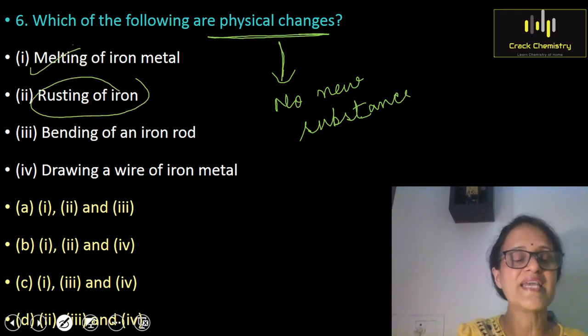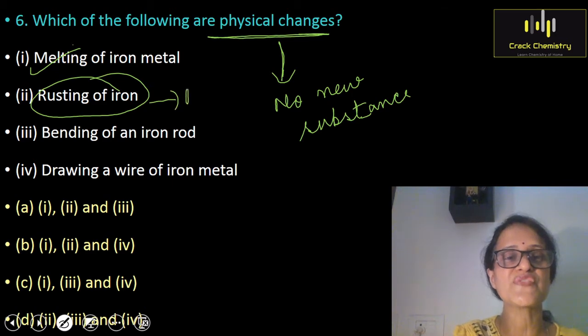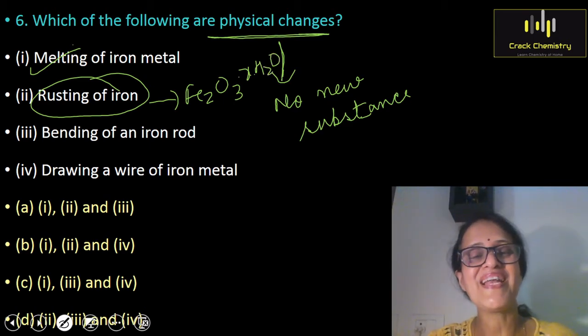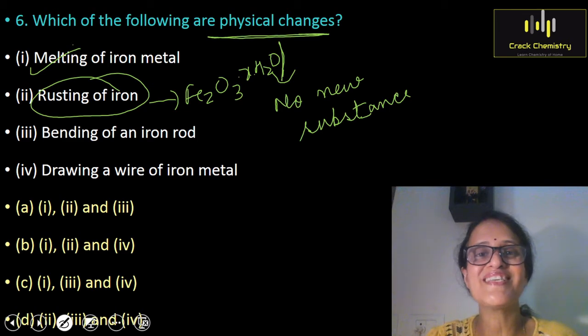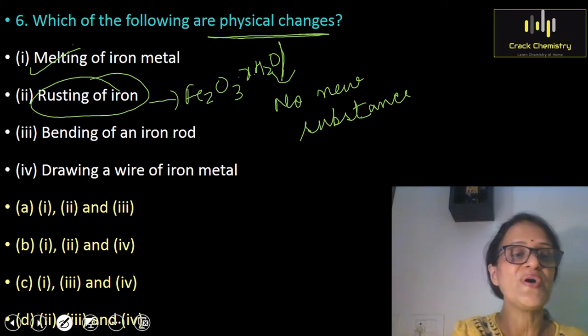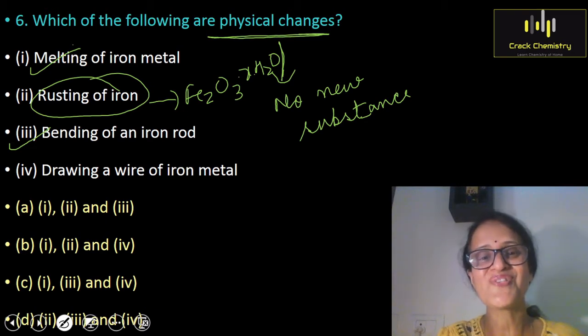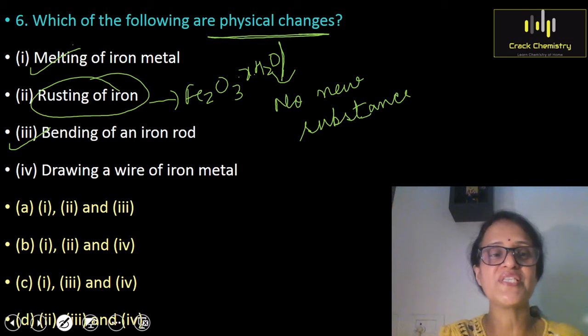Rusting of iron is a chemical change because a new substance is formed. What is the new substance formed? Fe2O3.xH2O, which is called rust. Then bending of an iron rod. Simply you are changing its shape, so bending of an iron rod is also a physical change. Next option is drawing a wire of iron metal. Drawing a wire of iron metal is also a physical change because no new substance is formed. Simply you are changing the shape.